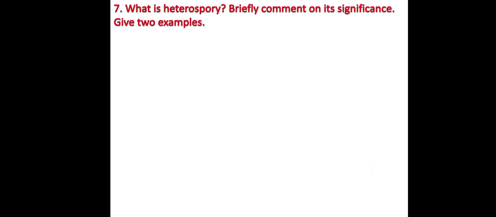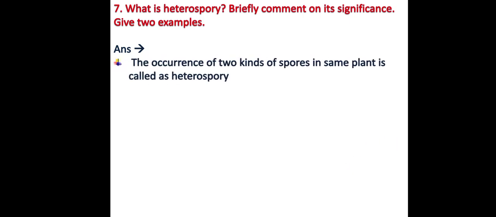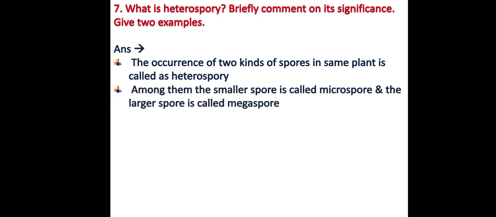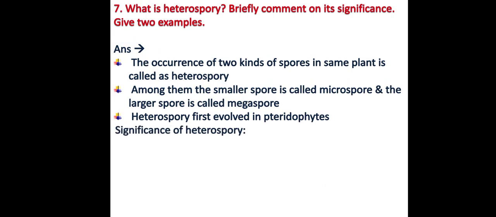Next question. What is heterospory? Briefly comment on the significance. Give two examples. So let's start. The occurrence of two kinds of spores in the same plant is called heterospory. Among them, the smaller spore is called the microspore and the larger spore is the megaspore. Micro means small and mega means big. Heterospory first evolved in pteridophytes.